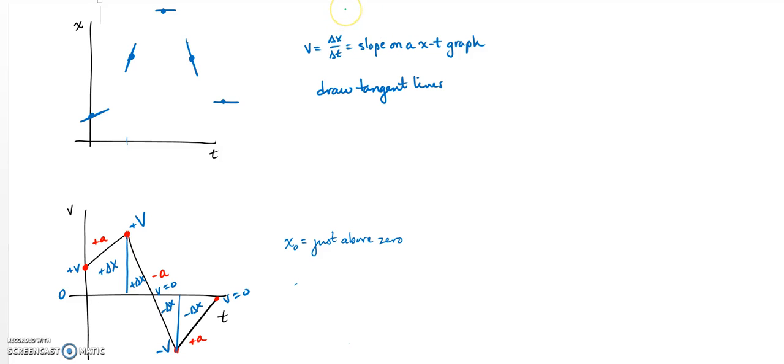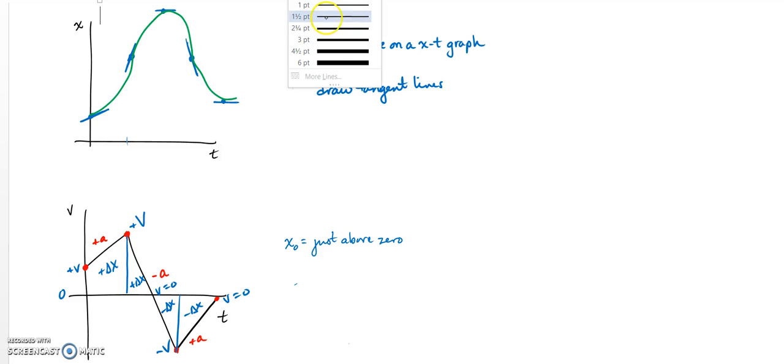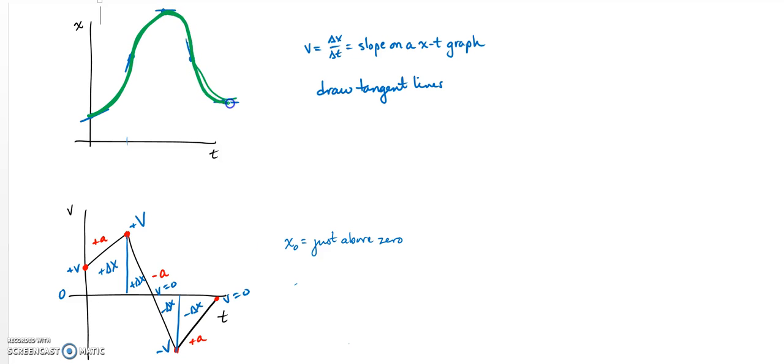I'll go green. So I've drawn the line that gets you from one spot to the other. So it's going to look a bit like this. Okay, and done. All right, I'm going to do that a little thicker. So again, start with a positive slope, get steeper, slope then becomes 0 here at the peak, then it turns around, gets steeper, and then goes back to 0. So that's what your position time graph would look like.